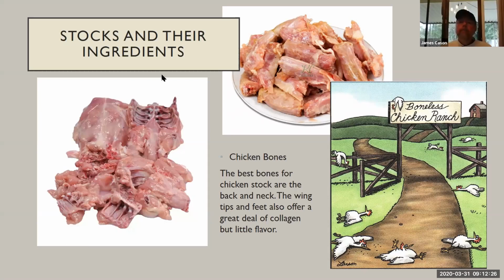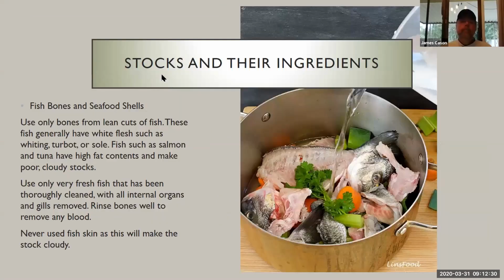All right, here it is. Use only bones from lean cuts of fish. Fish such as salmon and tuna have high fat contents and make poor, cloudy stocks. Use only fresh fish, make sure all internal organs are gone, and rinse it well. And try to not put the skins in there because there's a lot of oil in the skin.